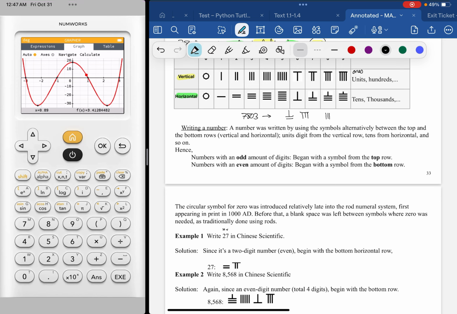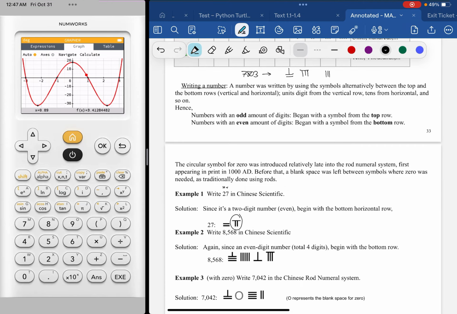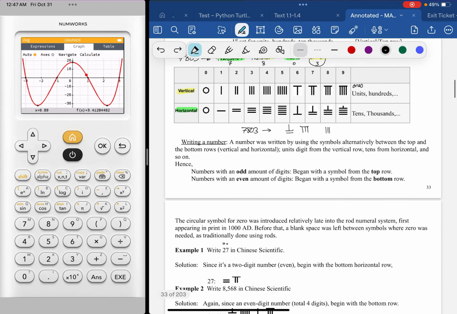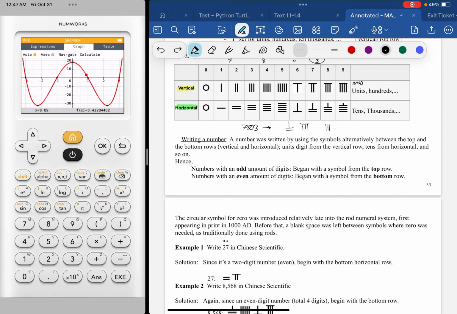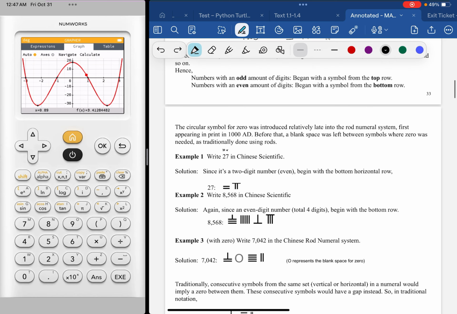So in my vertical list, I'm looking for the 7, all right? That's the one that kind of looks like a pie. And then for the 2, I'm looking for 2 in my horizontal list. That's the one that looks like an equal sign. And that's really all there is to it.